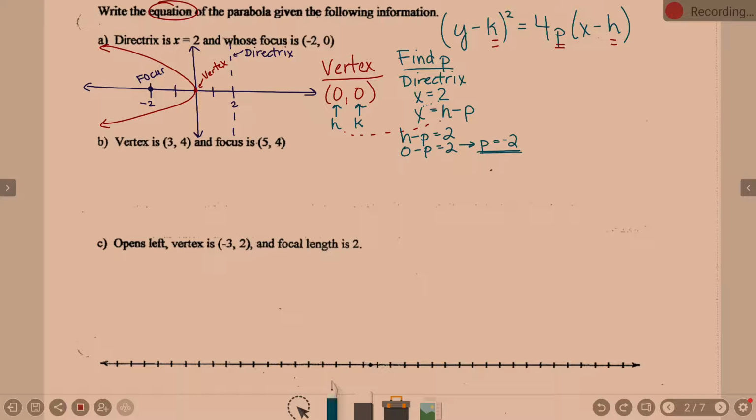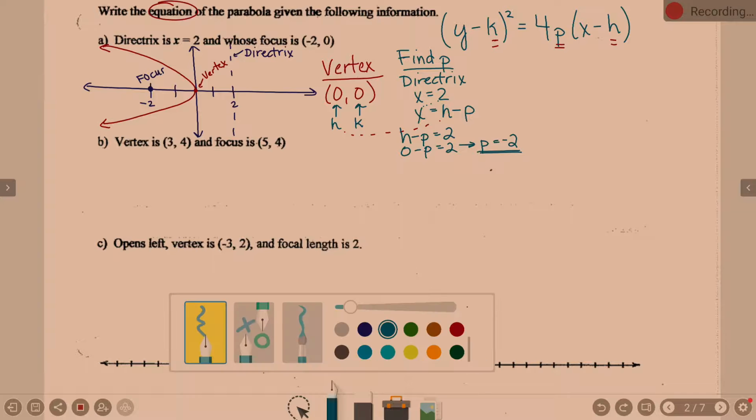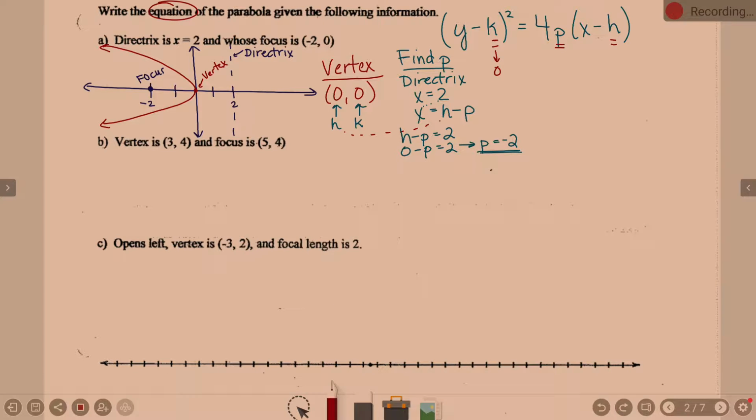Okay, can we write our equation? We found that k is 0. We found that h is 0. And we found that p is negative 2. So when I write my equation, (y minus 0) squared equals 4 times negative 2, which is negative 8, times (x minus 0).